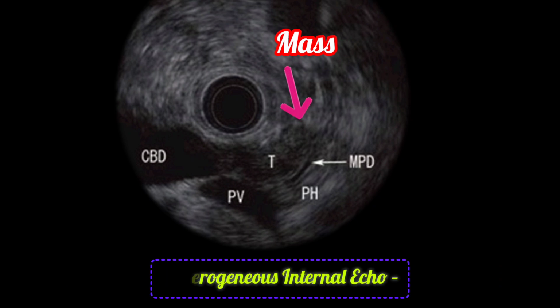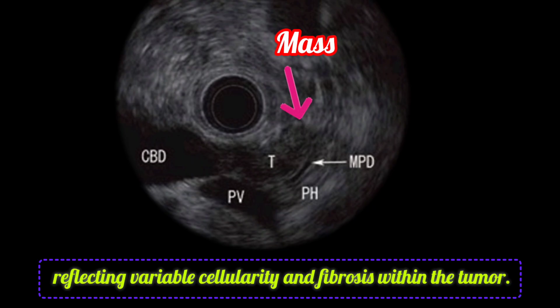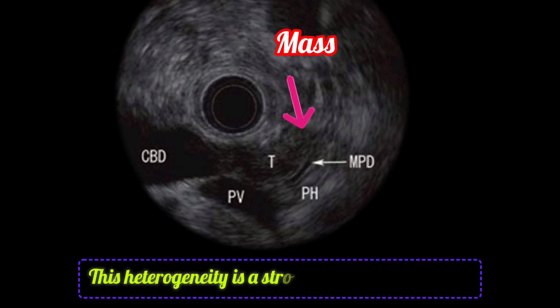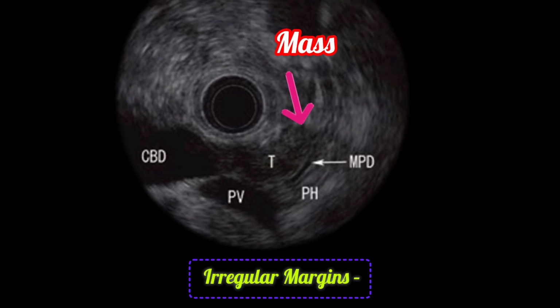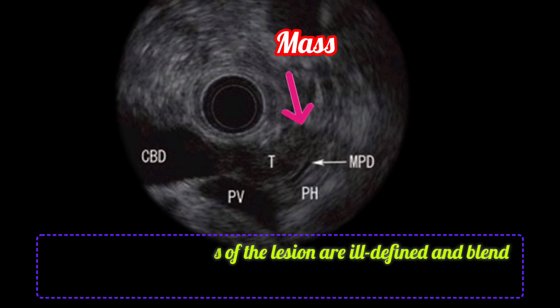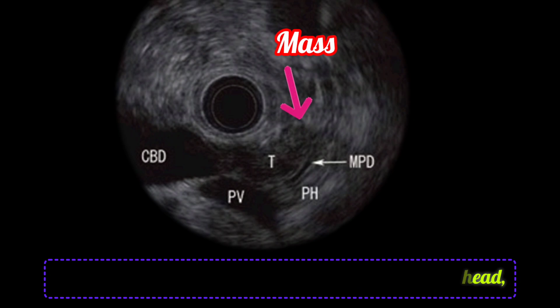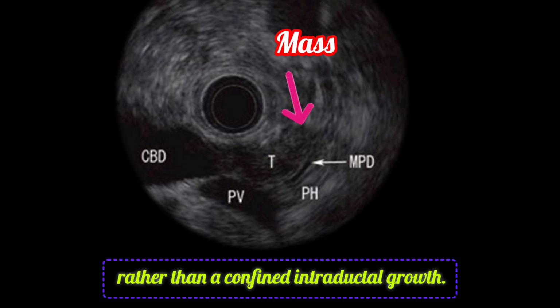Heterogeneous internal echo. Instead of a uniform texture, the mass shows mixed echogenicity, reflecting variable cellularity and fibrosis within the tumor. This heterogeneity is a strong clue to malignancy. Irregular margins. Notice how the borders of the lesion are ill-defined and blend into the adjacent pancreatic tissue. This irregularity indicates invasion of the pancreatic head, rather than a confined intraductal growth.